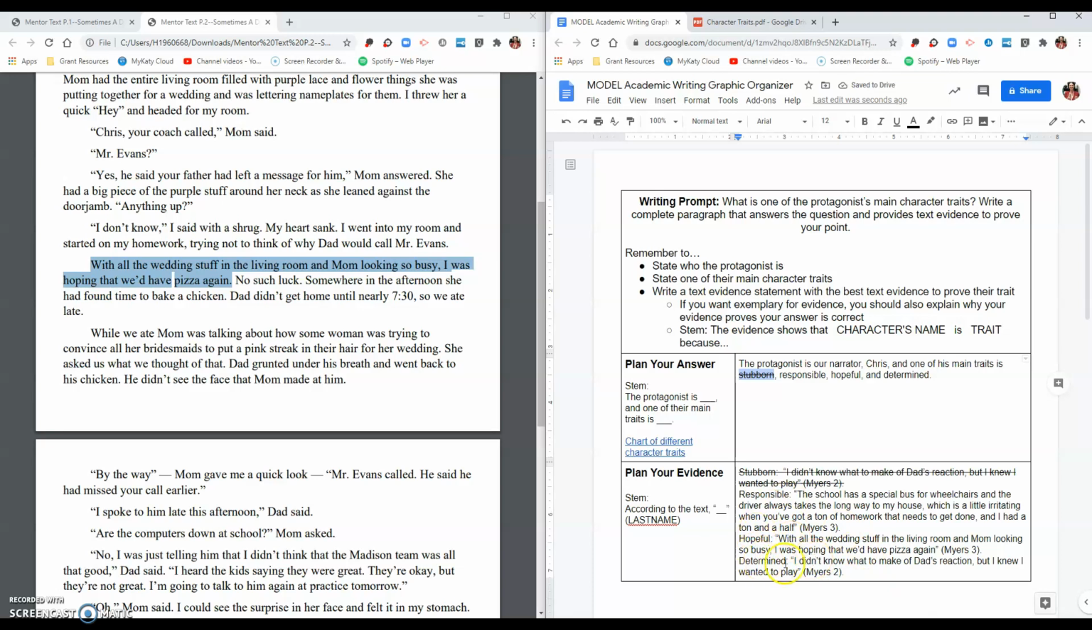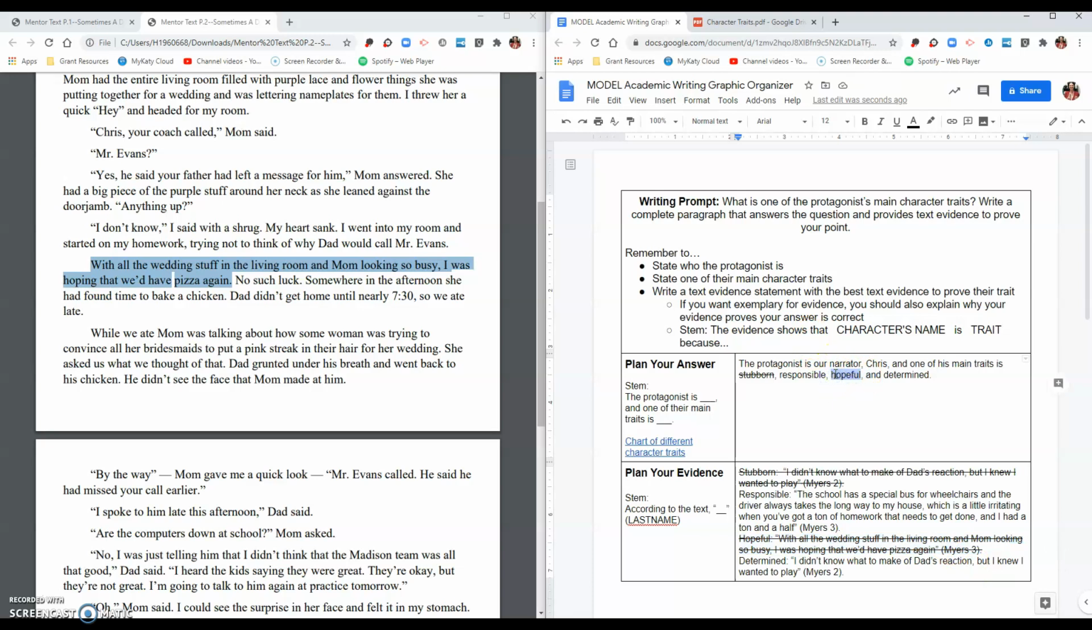Now I need to choose between these three. Responsible. Yeah, he's pretty responsible. I'm going to hold on to that for just a minute. Let's go on to hopeful. Now in this part, remember back in your video lesson on character traits, I've started thinking about using hopeful after reading my text evidence, and I've realized that this is actually just a feeling that he has. He's hoping. So that's not necessarily a character trait. It's just a feeling he's having at the moment. So I'm going to cross that out because this isn't really a character trait. This is just a feeling that he had in the middle of our story. I'm going to cross that out. I don't want that anymore, and I don't want it up here.